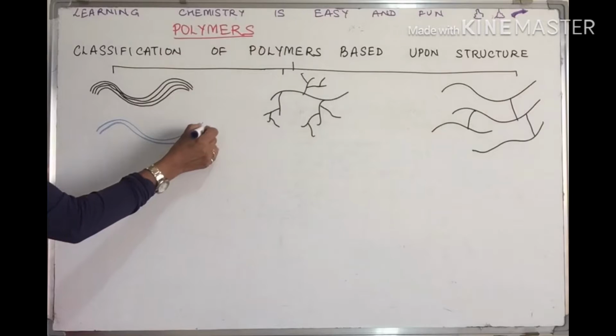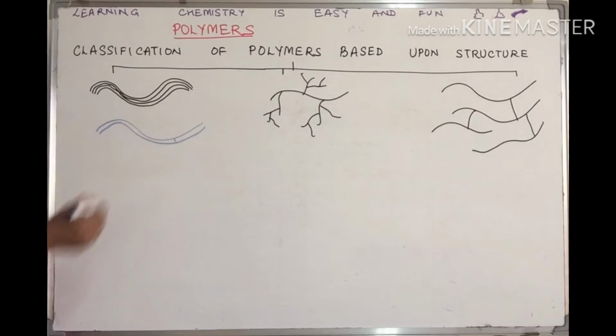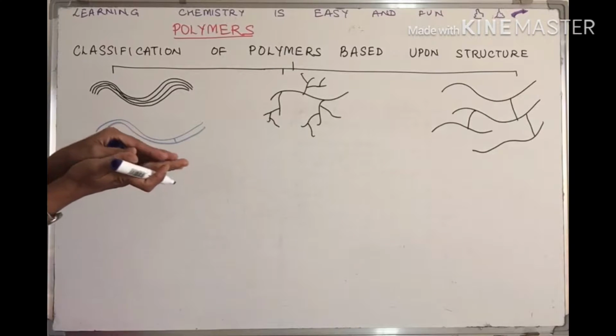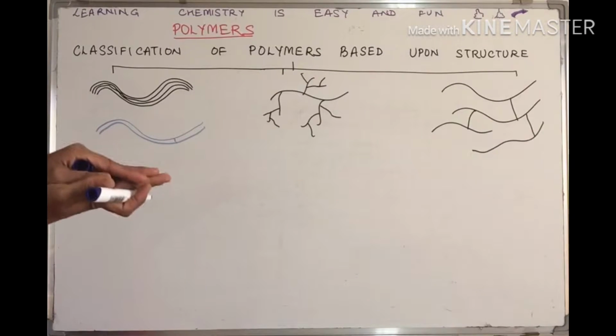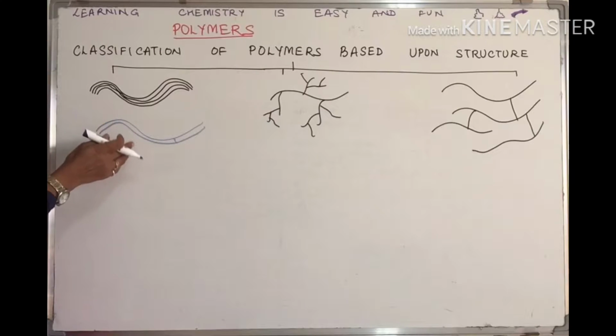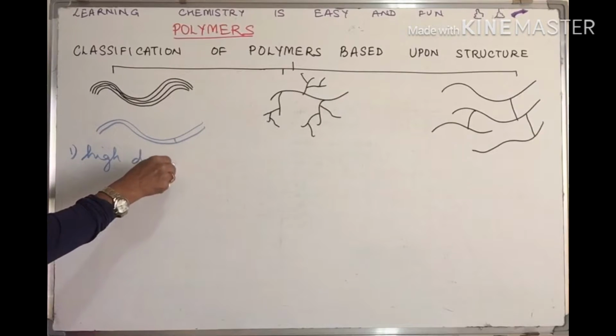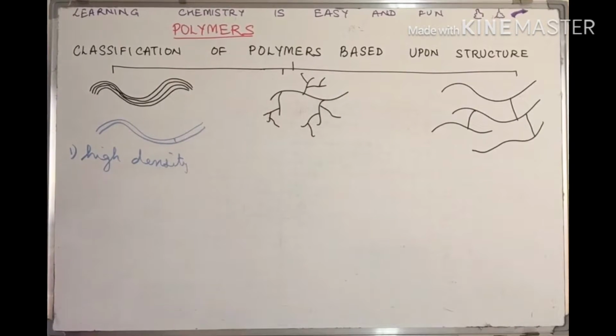This is how I have drawn. And if you notice, there is no connection between them. These chains are nicely packed one over the other. Now, if these chains are nicely packed over one another, what will happen to the density of the material? Yes, it will be high, correct? So the density here is high, and because these are forming long chains, will they break easily? No. So that means tensile strength will also be high.